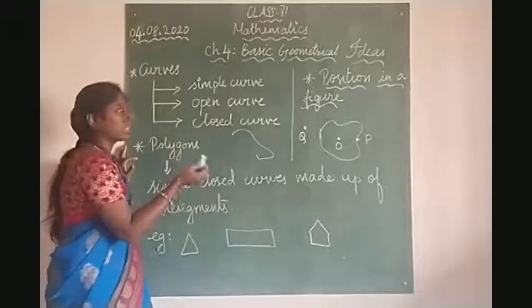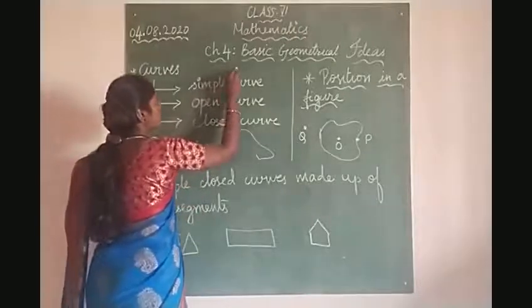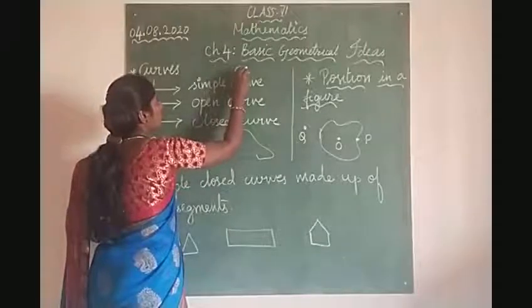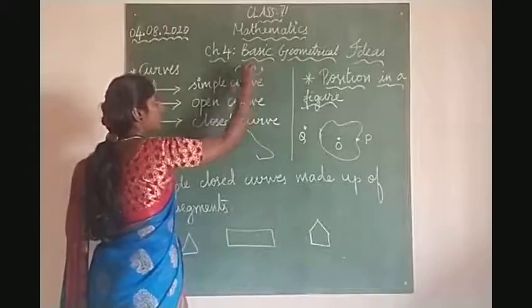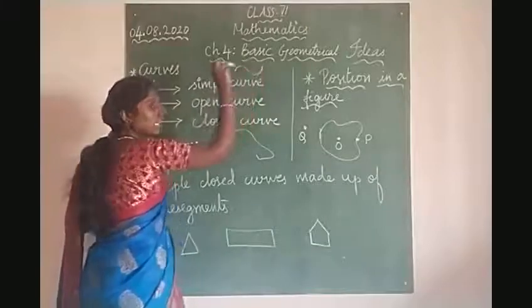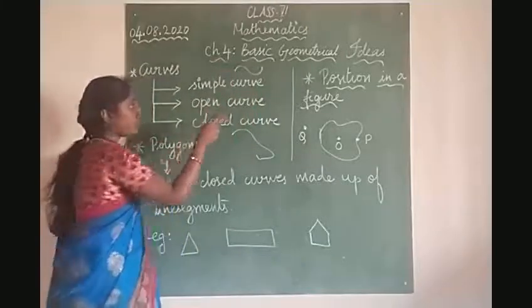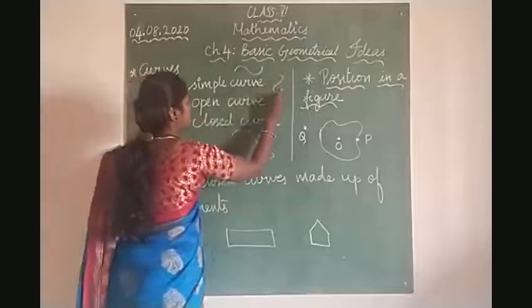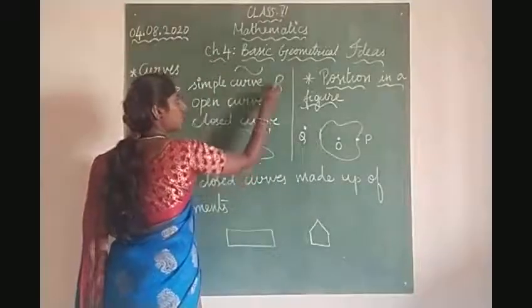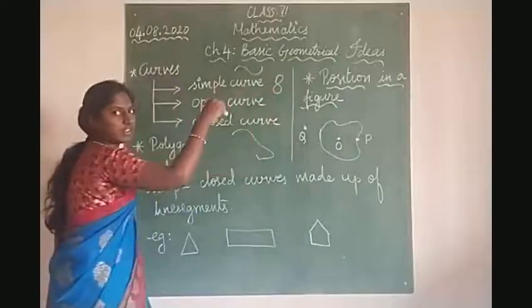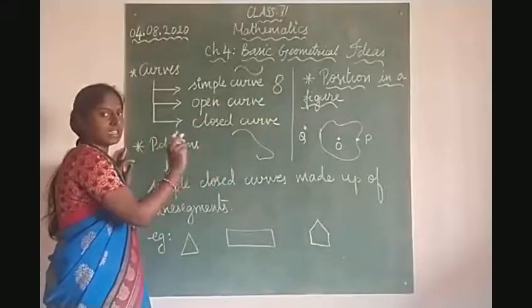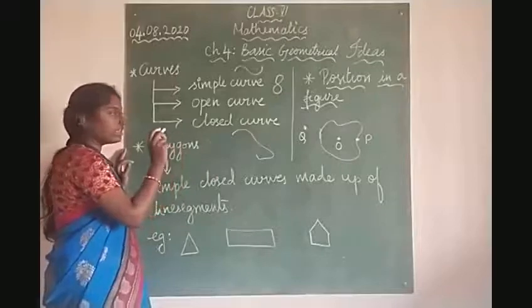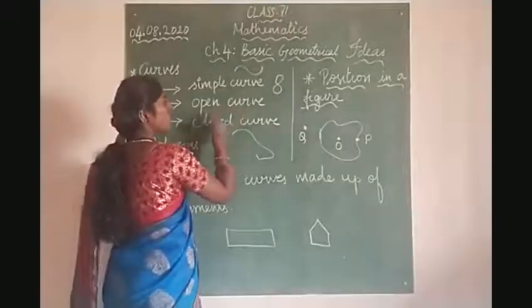A simple curve is nothing but, when you start a figure and when you complete the figure, there must not be any crisscross in it. For example, if you see this figure, this is a closed figure, but there is an intersection in the figure itself. So this is not a simple curve. This is a curve, but this is not a simple curve. Clear?